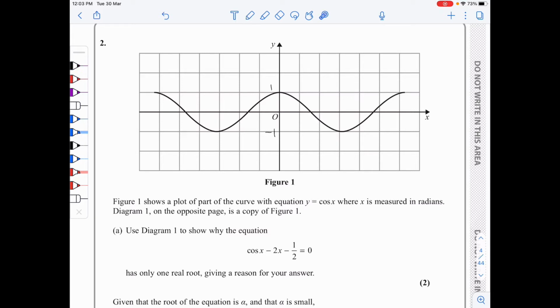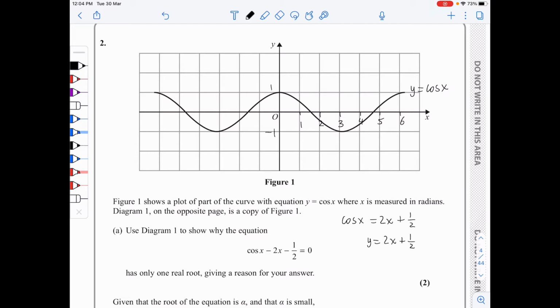We also know that it has a period of 2 pi, so this is 6.28, which means that each of these squares is a unit. So I'm just going to quickly scale the axis here. So this is cos x. In order to determine solutions to the given equation, I could simply rearrange into cos x is 2x plus a half. So drawing the line y is 2x plus a half will allow me to identify points of intersection.